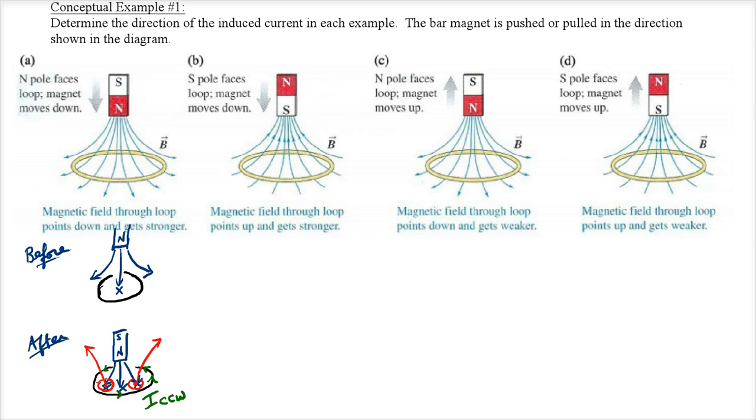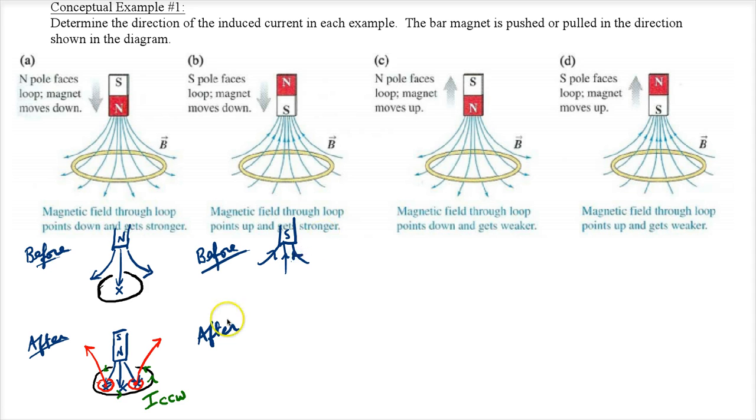Okay, so now let's go to case B over here, where we have the south pole that is being thrust into the plane of the loop. So again, I'm just going to draw a before picture and an after picture. So I have my south pole, and if you recall, field lines go from north to the south. So we have field lines that are going towards our south pole, something like that.